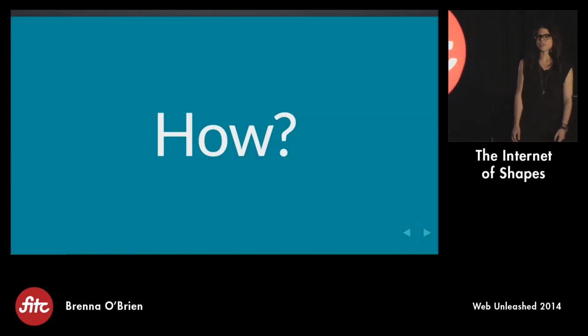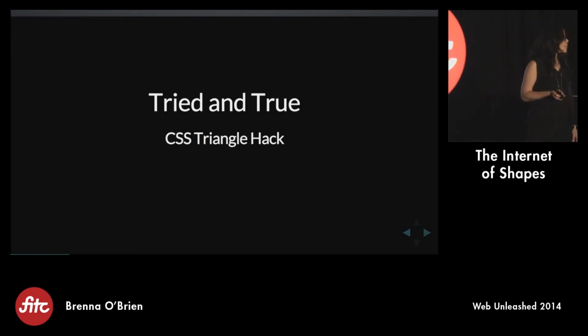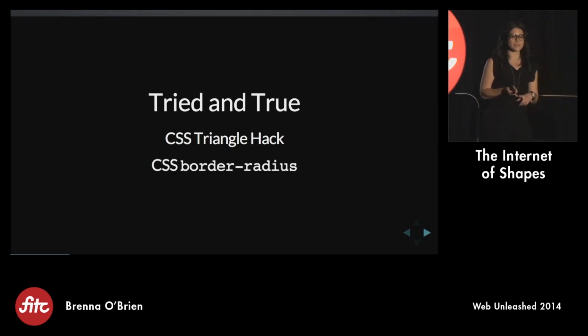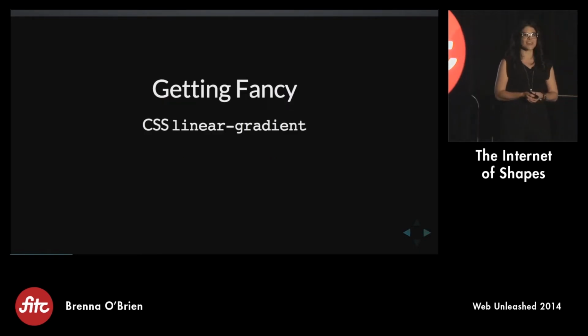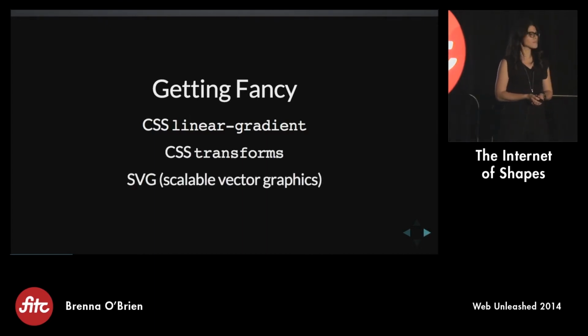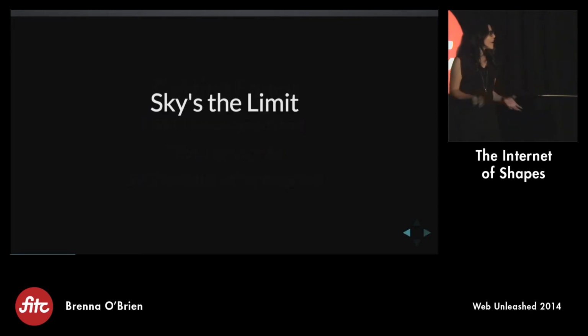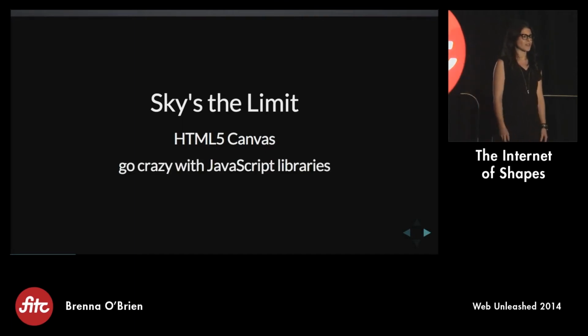So we'll go through a few different techniques today. We're going to get started with a few basic methods that have been around for a while. So that's the CSS triangle hack, which some of you may be familiar with, CSS border radius. Then we'll move on to some more advanced stuff, such as linear gradients, some tricks you can pull with those, CSS transforms, and also SVG or scalable vector graphics. And then finally, we're going to move on to the bleeding edge of front-end web dev, and we'll take a look at HTML5 Canvas and some of the affiliated JavaScript libraries that can really push this into some really cool areas for us.